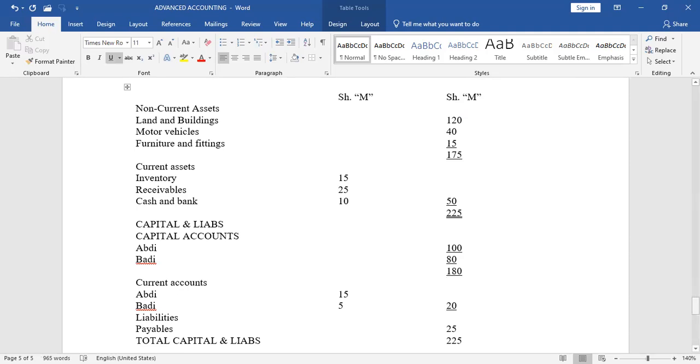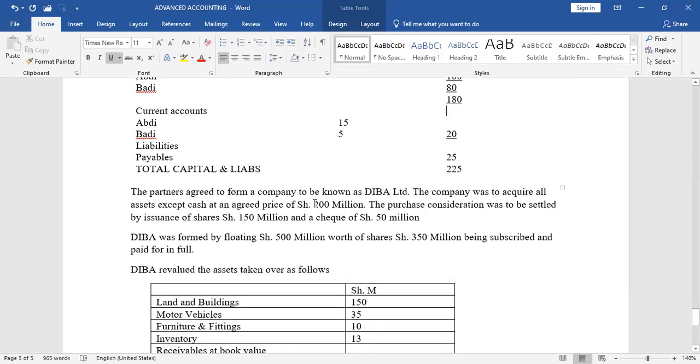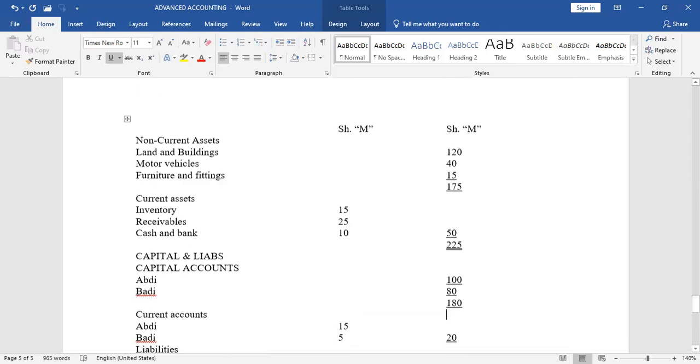Now, what else are we told? These partners agreed to form a company known as DIBA. Are you still here? And these were to acquire all assets except cash at an agreed price of 200 million. The purchase consideration was settled by issuance of shares of 150 and a cheque of 50 million. DIBA was to issue shares worth 500 million, 350 being subscribed and paid for in full, and these are outsiders.